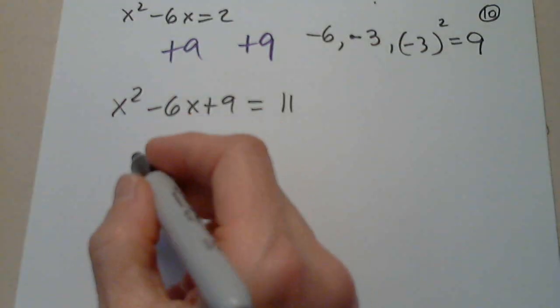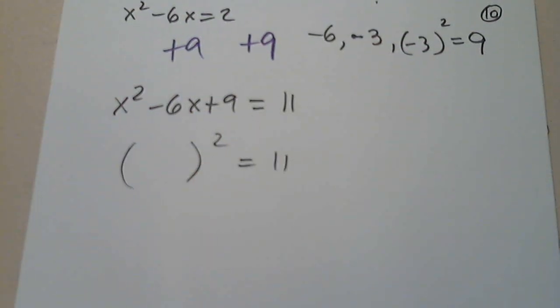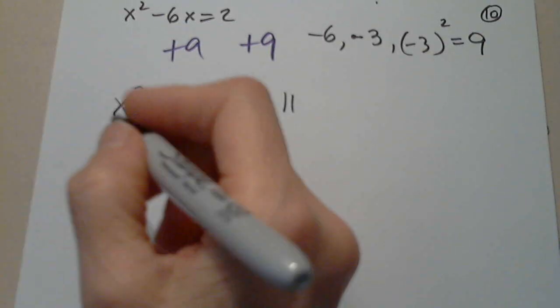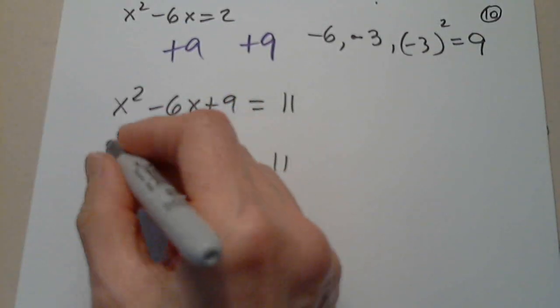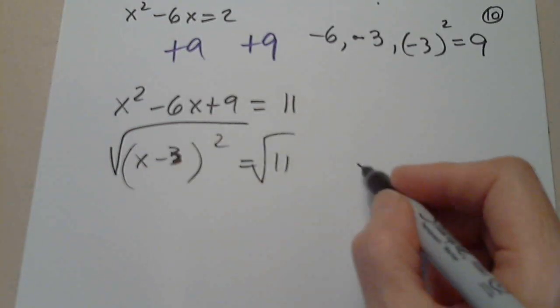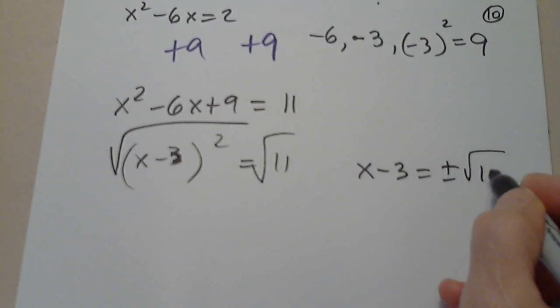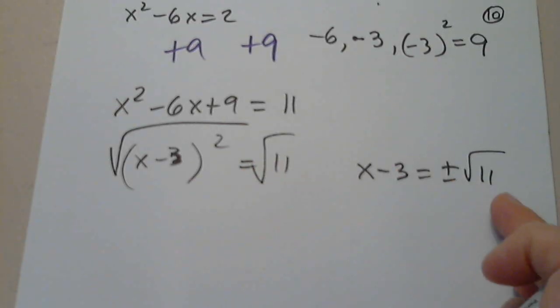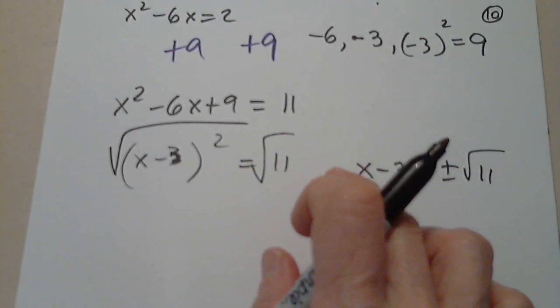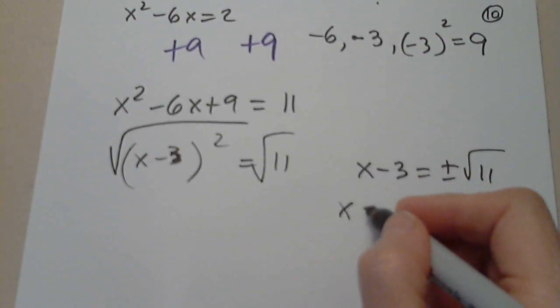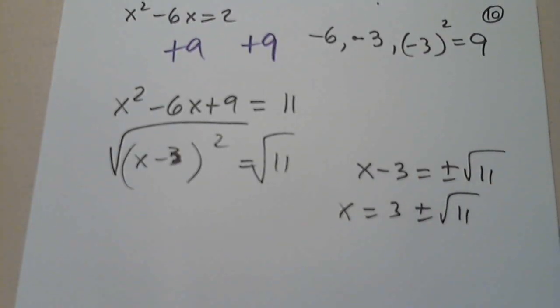So, what do I have on the left-hand side? x minus 3. Very good. So now we take the square root. And I have x minus 3 equals plus or minus the square root of 11. Remember, the square root of 11 is not plus or minus. The plus or minus comes from this side, from the absolute value. And x equals 3 plus or minus the square root of 11. And that's it.